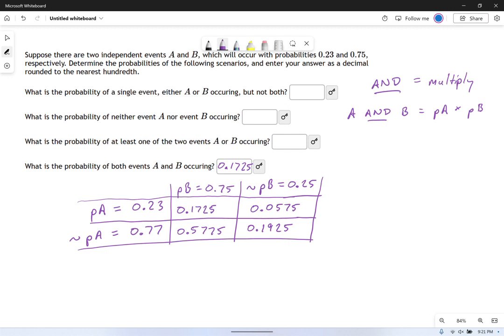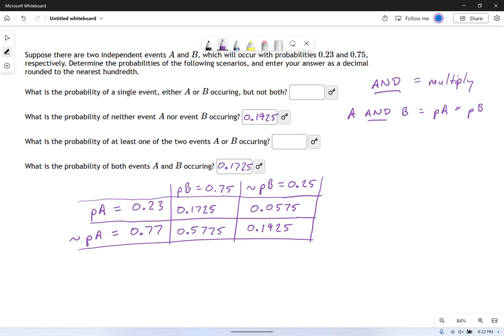So let's see. Here's one. What's the probability of neither event A nor event B occurring? Well, that means not A times not B. Okay, neither one of these things is occurring. So we take probability not A times probability not B. Okay, and we get 0.1925. That would be our answer right there. The phrasing is important, so it's worth spending a little time reading the phrasing of the prompt and making sure you understand what it's talking about.